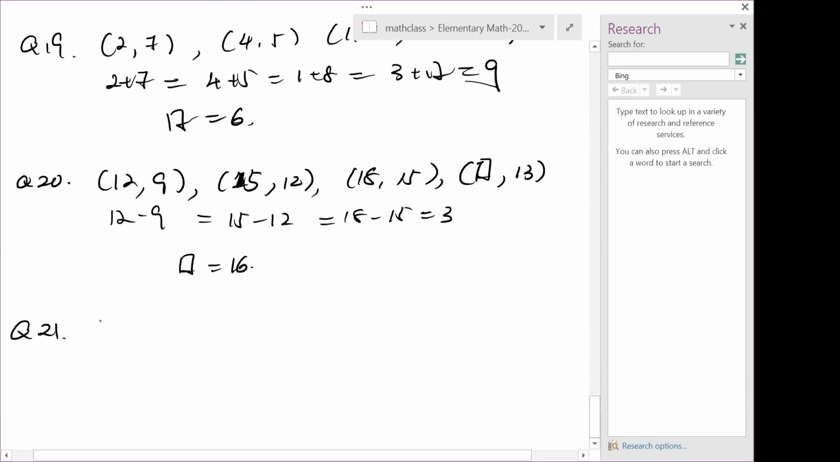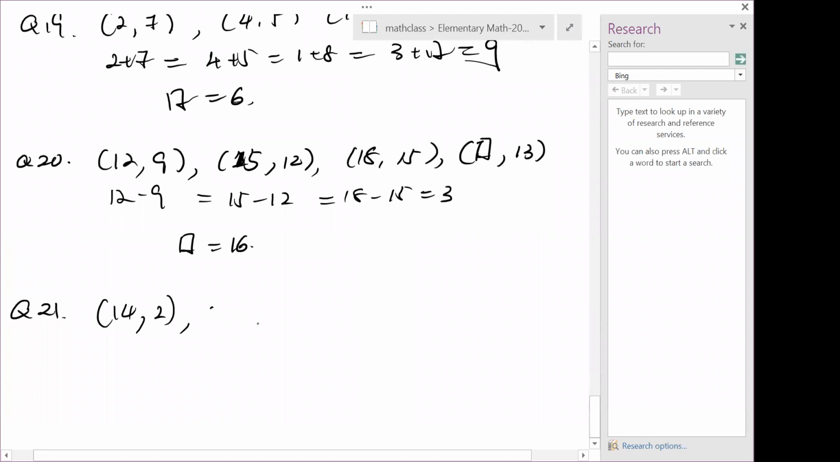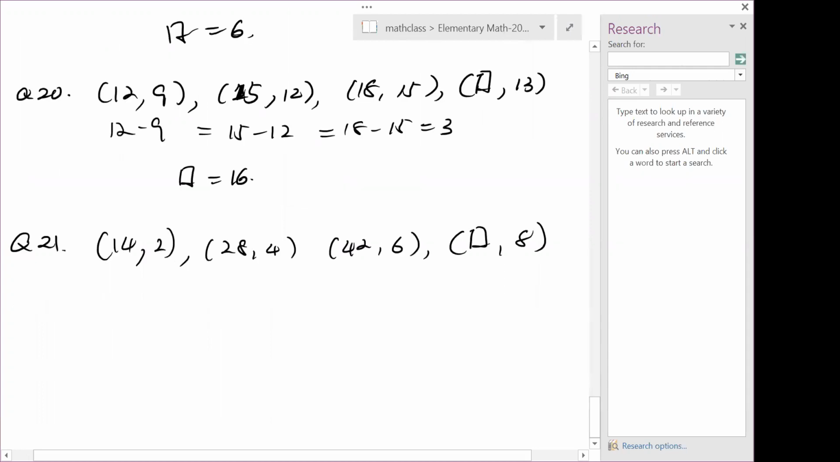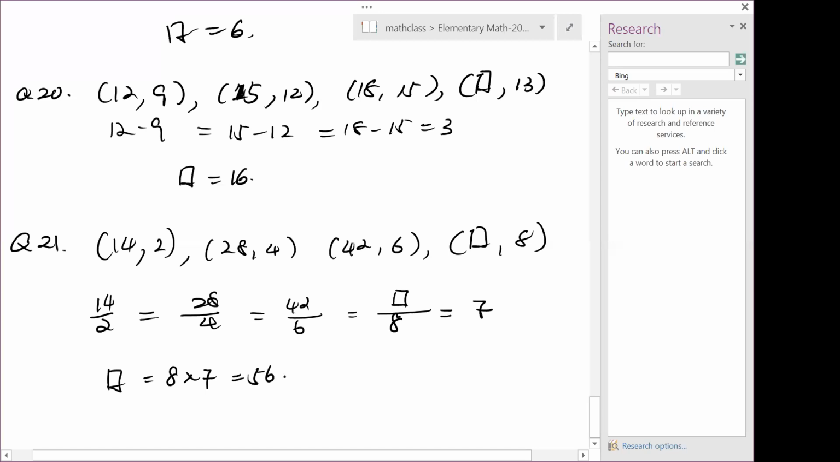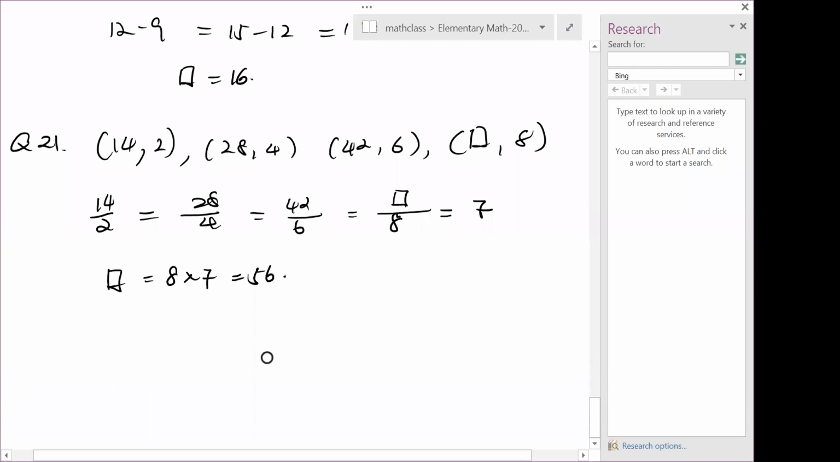All right. So here 14 and 2, 28 and 4, 42 and 6, and what is that missing number? This time we have never used division, right? 14 over 2 is 28 over 4, it's 42 over 6. Then that number over 8 is supposed to be 7, so that number should be 7 times 8, which is 56. 56 divided by 8 is going to be 7 always.